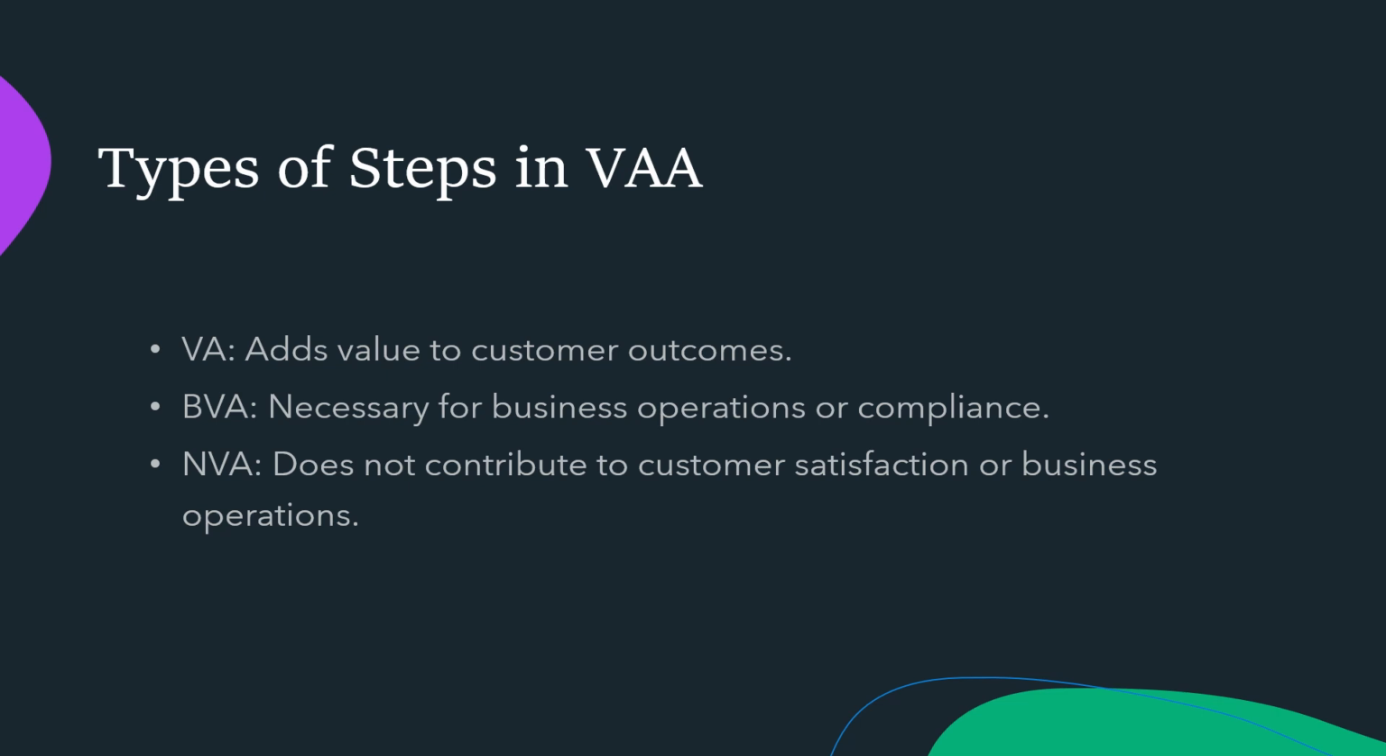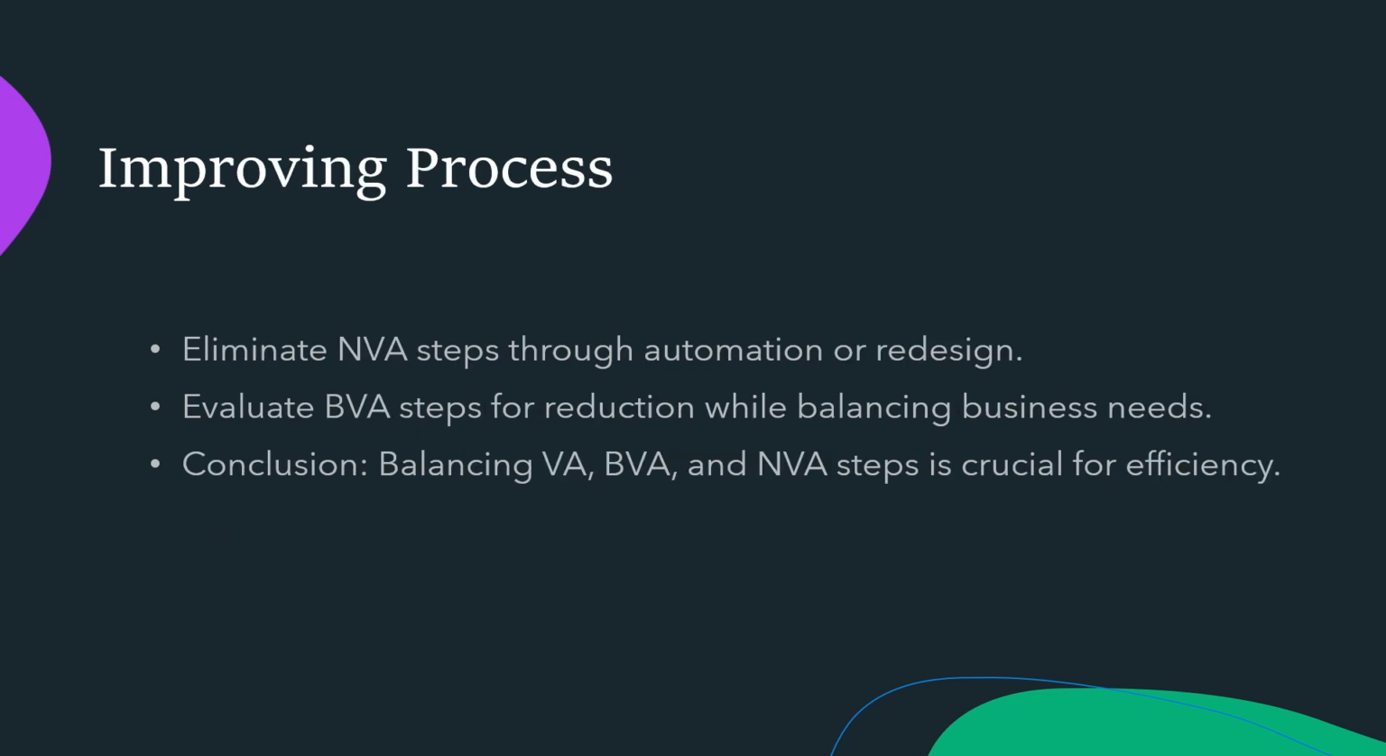Now, by understanding and classifying each step within your process, you can identify areas for improvement and drive meaningful change within your organization. Moving further, talking about improving processes, the first one is to eliminate NVA steps through automation or redesign, and evaluate BVA steps for reduction while balancing business needs. The conclusion is that balancing VA, BVA and NVA steps is crucial for efficiency.